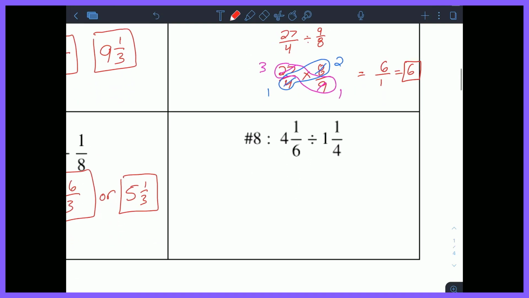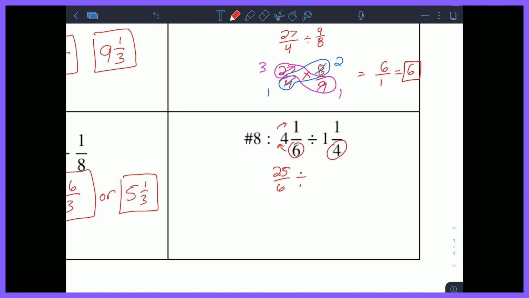Last problem, we have to change both of these to be improper fractions. So again, you start on the denominator, you multiply by 4, that makes 24. You add 1, that makes 25. So that'd be 25 sixths. Keep the division. Don't try to keep, change, flip, and switch to improper fractions in the same step. You're going to get confused.